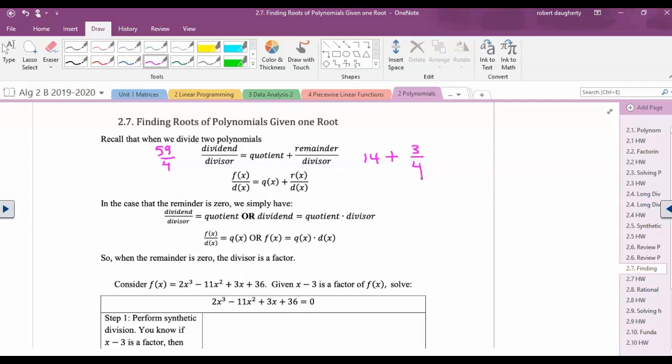Okay. Now, if the remainder happens to be 0, this thing simplifies tremendously. So if the remainder is 0, this is what I get. F of x divided by d of x is equal to q of x. So if the remainder is 0, when I divide it, I end up with 2 what of that polynomial? 2 factors. Okay, so that's what we're after.